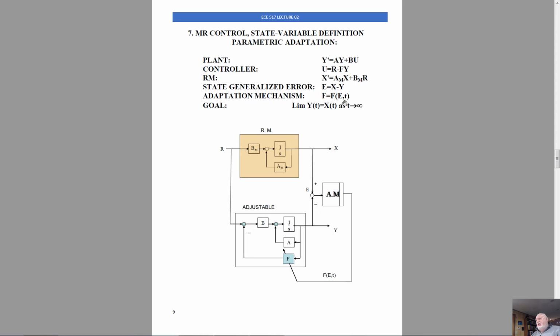Adaptation mechanism is a function, and I would say this is a quite complex function that defines the controller as a function of error and time. And our goal is the same, to make sure that the state of the controlled plant will be equal to the state of the reference model as time approaches infinity.